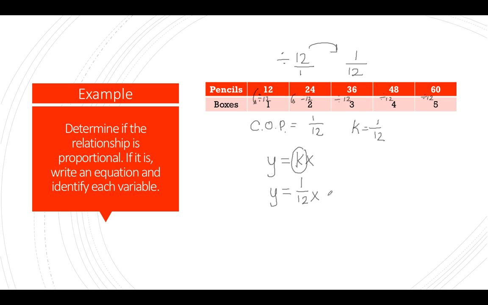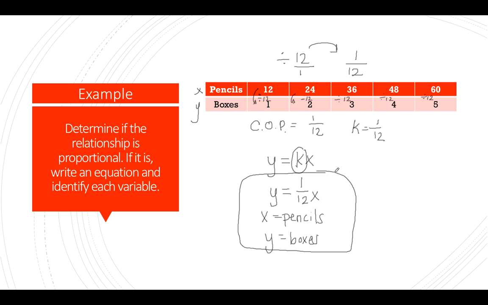Now in terms of what my variables are, what I'm getting here is I'm taking what I started with, which will be my x. After I multiply it by my constant of proportionality, I get my y, which is my boxes. So I'm going to say x equals pencils and y equals boxes. So this is my equation, and I've stated what my variables mean.